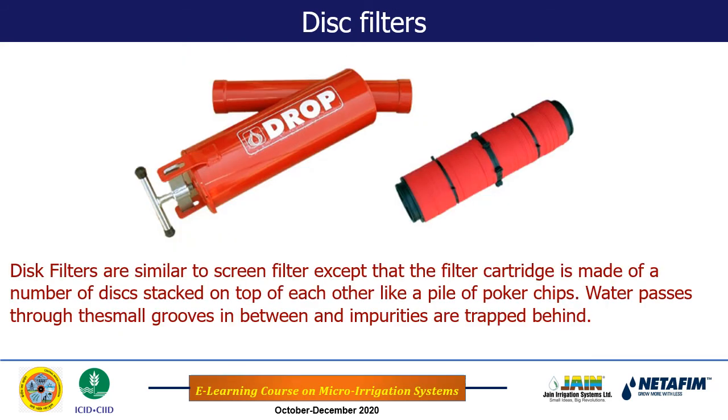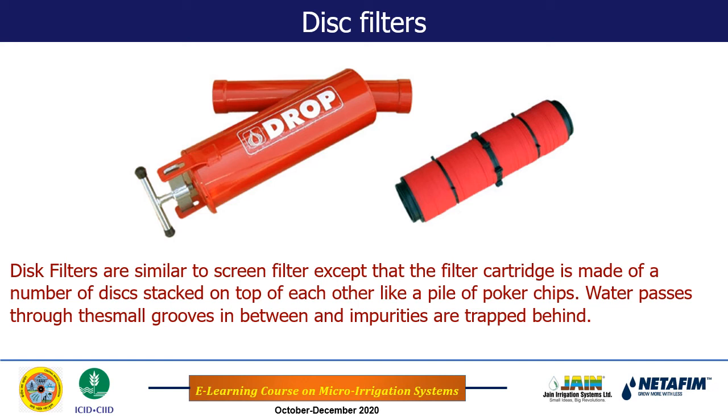The next is the disc filter. In fact, disc filter is also a primary filter, and it is an alternative to the screen filter. So disc filters are similar to screen filter, except that the filter element is different. That filter element is in the form of a cartridge made out of a number of discs stacked on top of each other like a pile of poker chips actually. You know the poker chips.